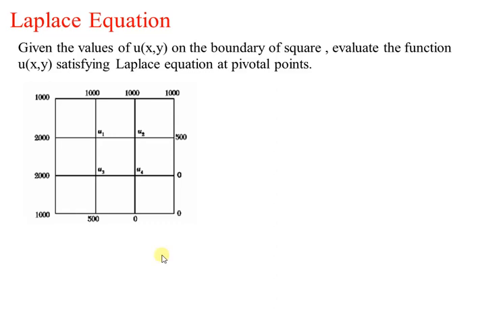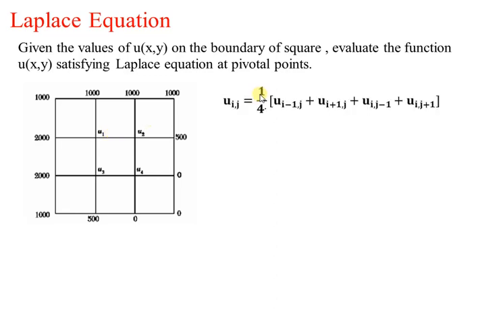We are given the values of u x comma y on the boundary of a square, and we have to evaluate the function satisfying the Laplace equation at the pivotal points. We have given these boundary conditions, and we need to find the values at the intermediate points. These points will be given by u1, u2, u3 and u4. So we need to satisfy the Laplace equation.